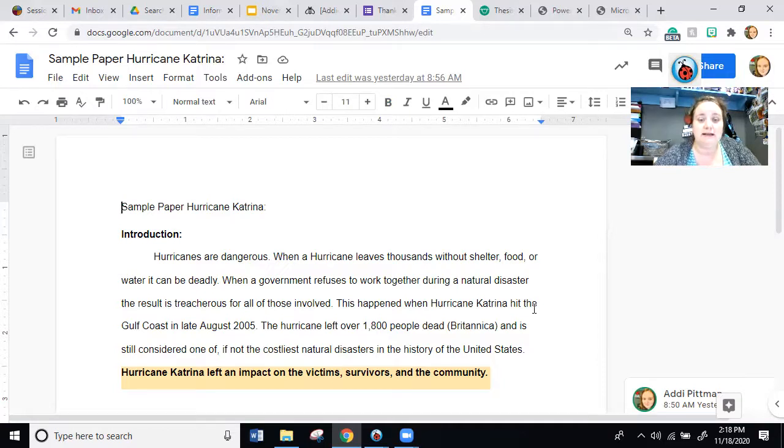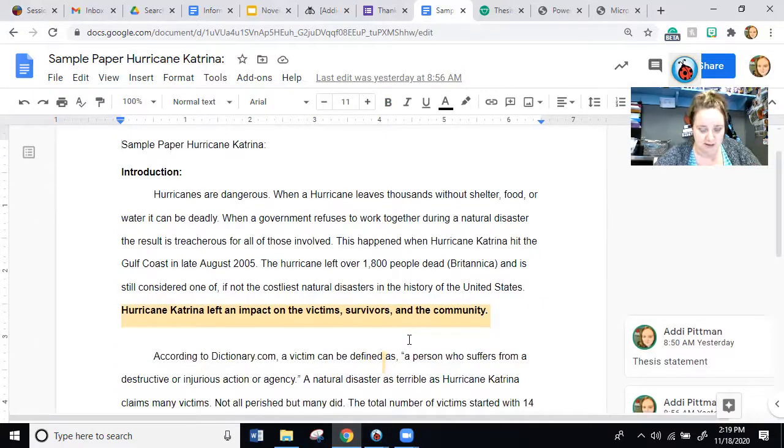And I said, when a hurricane leaves thousands without shelter, food, or water, it can be deadly. When a government refuses to work together with a nation, a natural disaster, the result is treacherous for all those involved. I looked up synonyms to find the word treacherous. I don't use the word treacherous all the time, but it's something I looked up because I didn't want to just say it's dangerous, okay? This happened when Hurricane Katrina hit the Gulf Coast in late August 2005. The hurricane left over 1,800 people dead. I put Britannica there because it's my source, and it's still considered one, if not the costliest natural disaster in the history of the United States.